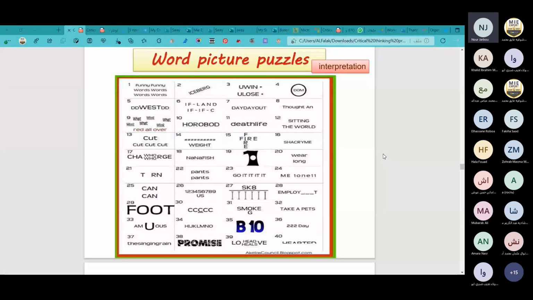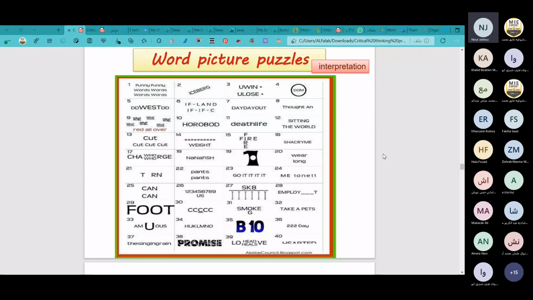We have many word picture puzzles, and you can choose one or two and display them to your students and ask them to say what they can see, what sentences or phrases they can make from these puzzles. And this enhances interpretation and analysis, of course.